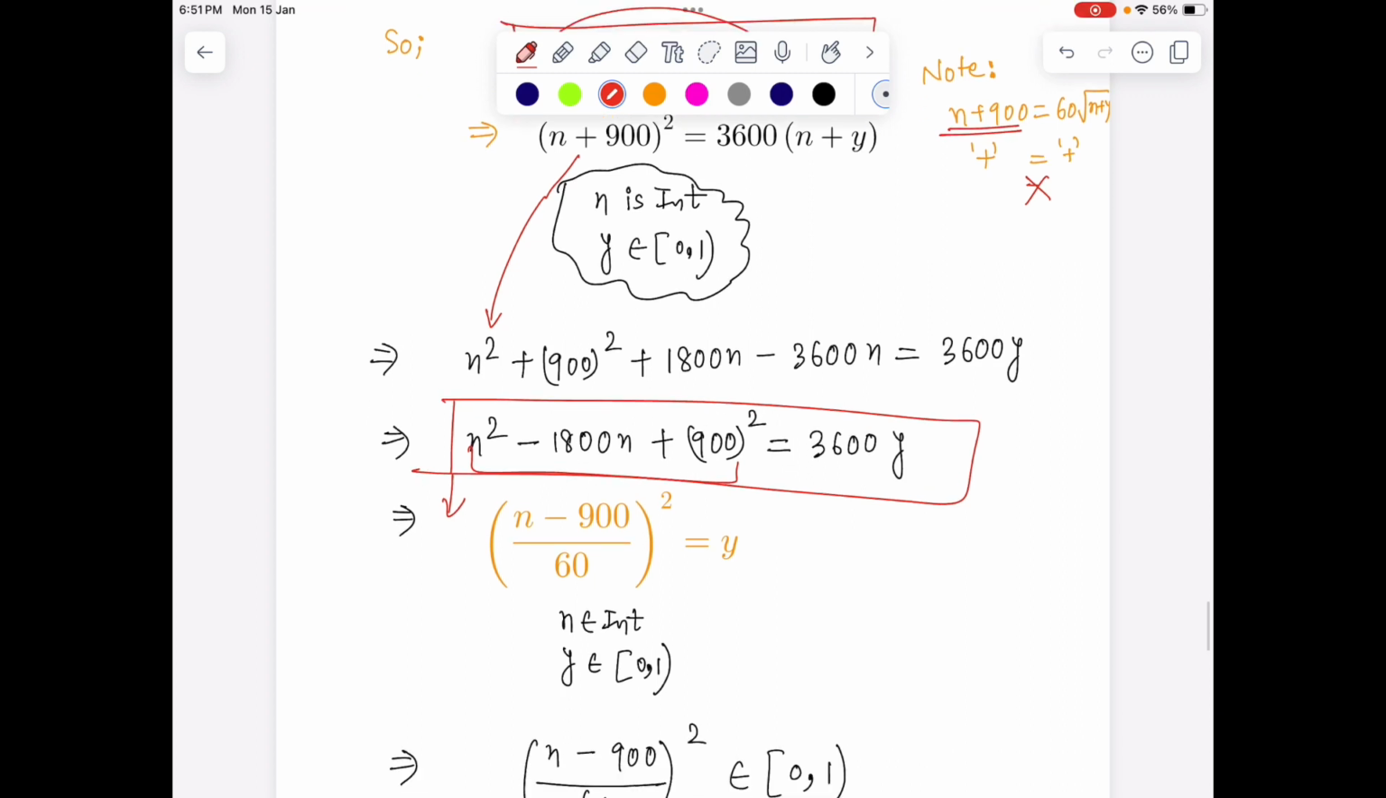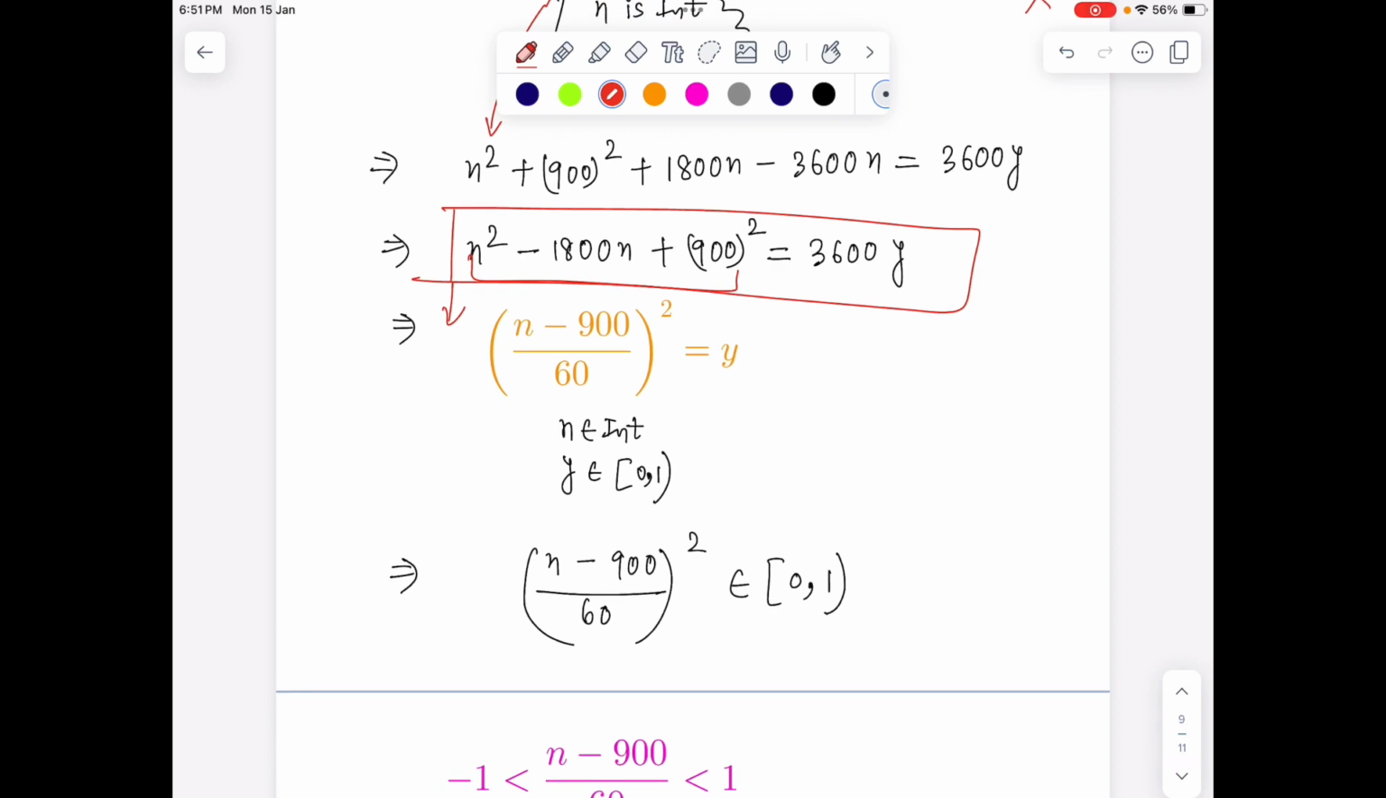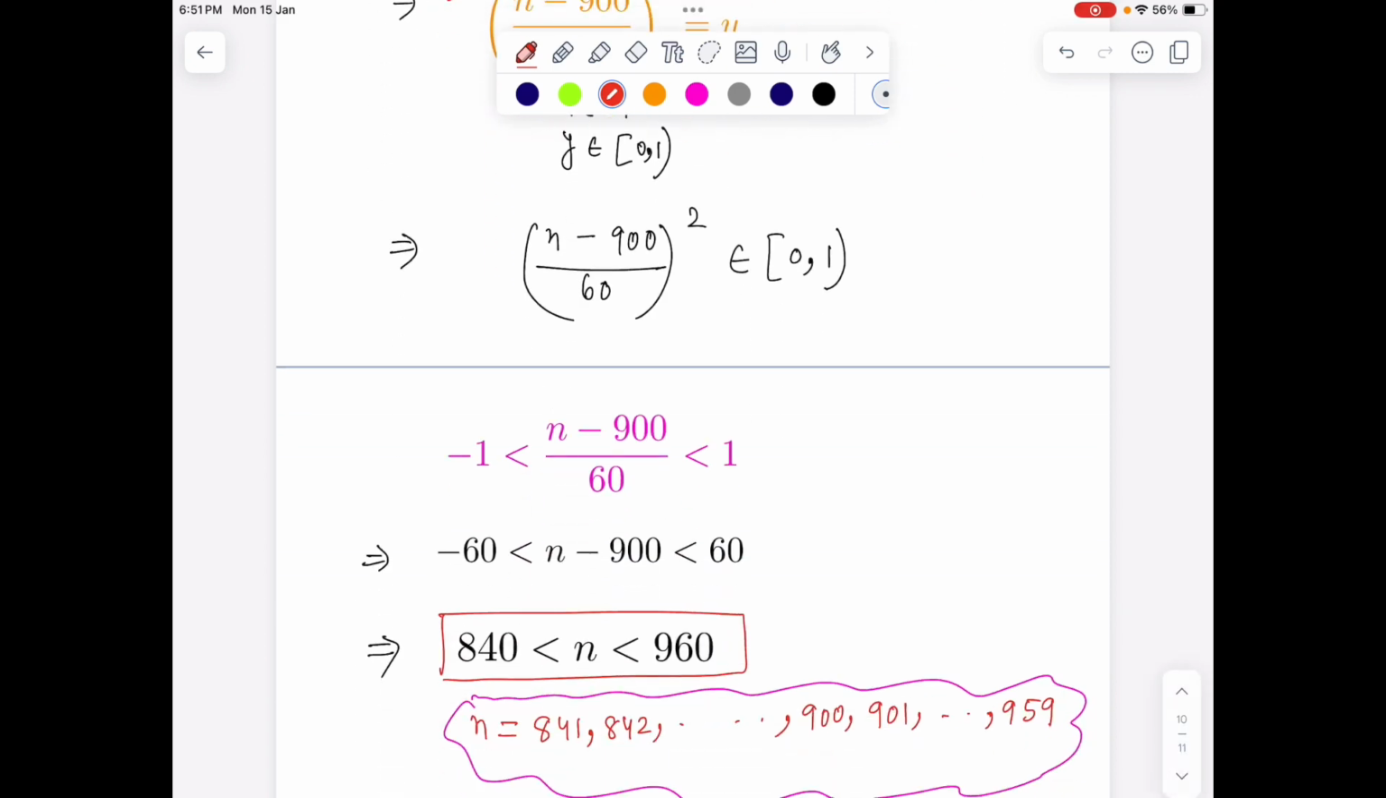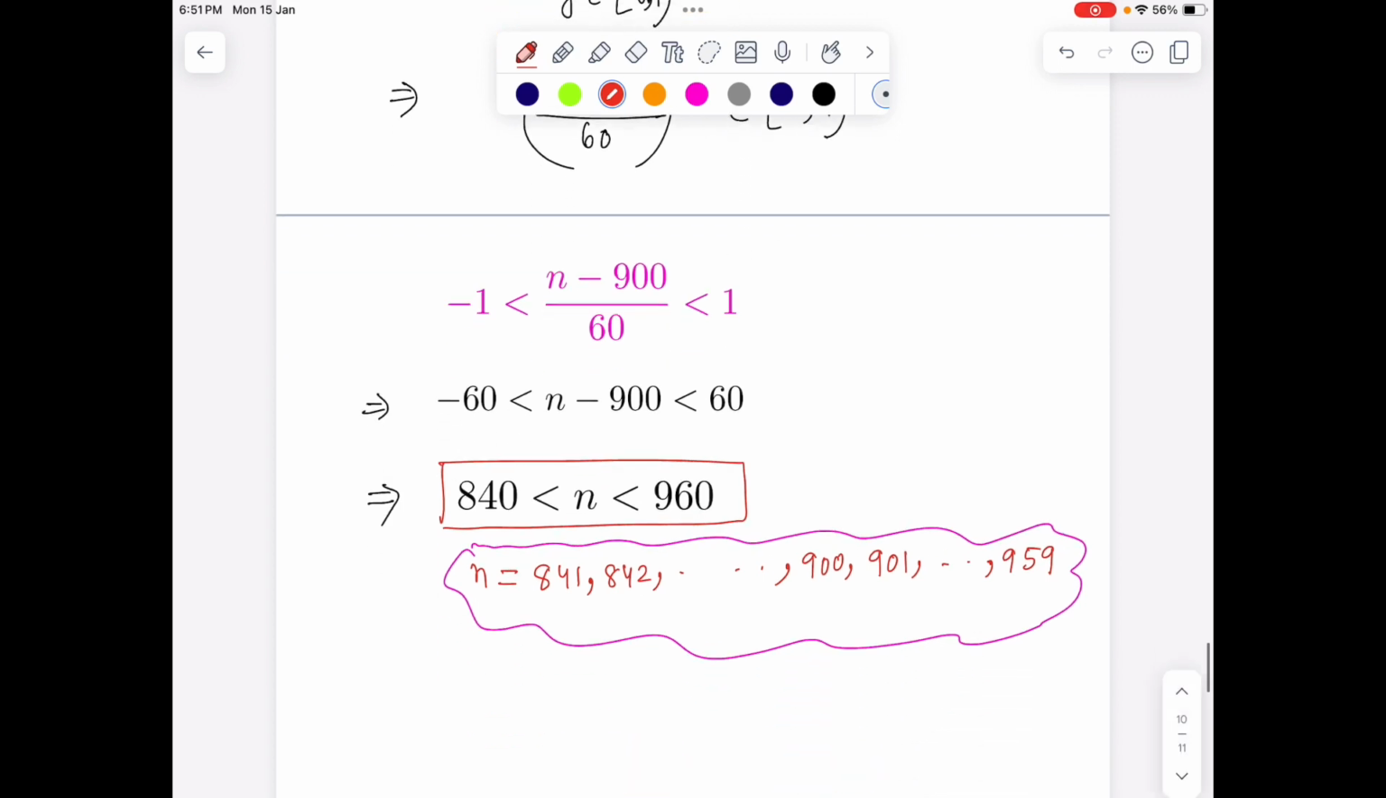Now we know n is an integer and y is from 0 to 1. So this guy y, which is (n minus 900) by 60 whole square, must lie from 0 to 1. It means (n minus 900) by 60 must dance from minus 1 to 1, which forces n minus 900 to dance from minus 60 to 60, which forces n to dance from 840 to 960. And n is an integer, so now we have got discrete values for our answers. n can take 841, 842, 843, 844, and so on till 959.